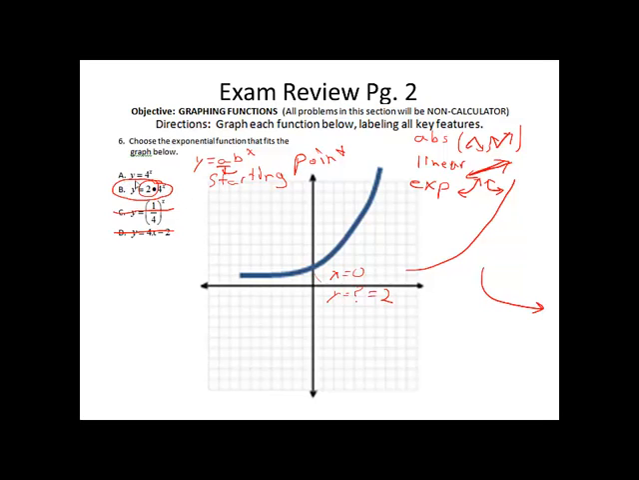So what would a look like? A would look a lot like this function right here, but it is going to have a starting value at 1. Okay, see how right here that goes through at 1? So this would be A. B is this line right here. So B would be your correct answer.